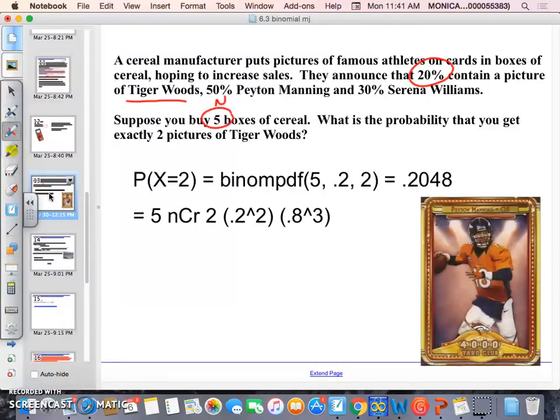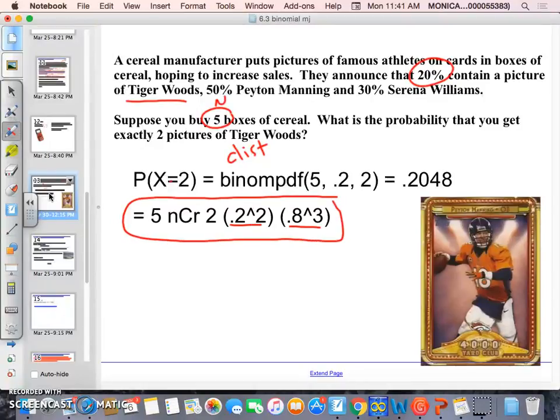So you're just going to type this in your calculator because it's an equal sign. Remember to get here you do distribution, and then scroll down. These are the numbers you're going to type in, and hit enter. You should get 0.2048. And of course you can also set it up this way, where you want 2 successes, and you're going to end up with 3 failures then, because there's a total of 5 boxes of cereal. So you got about a 20% chance.